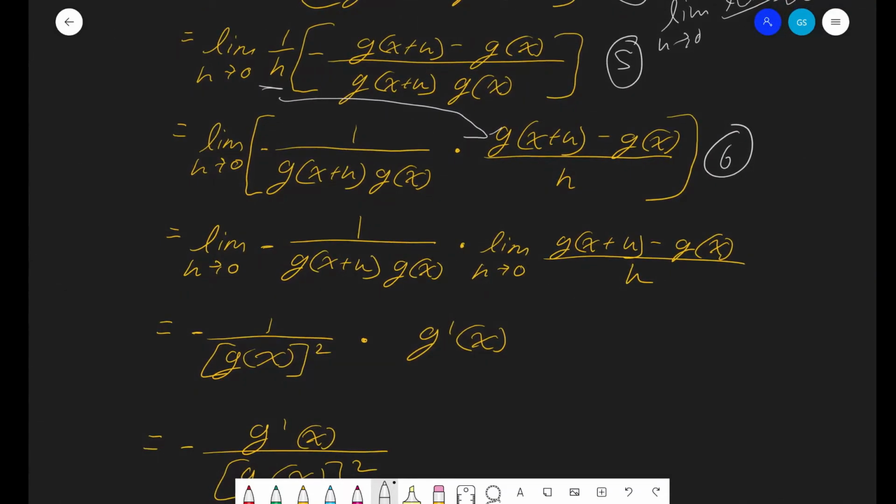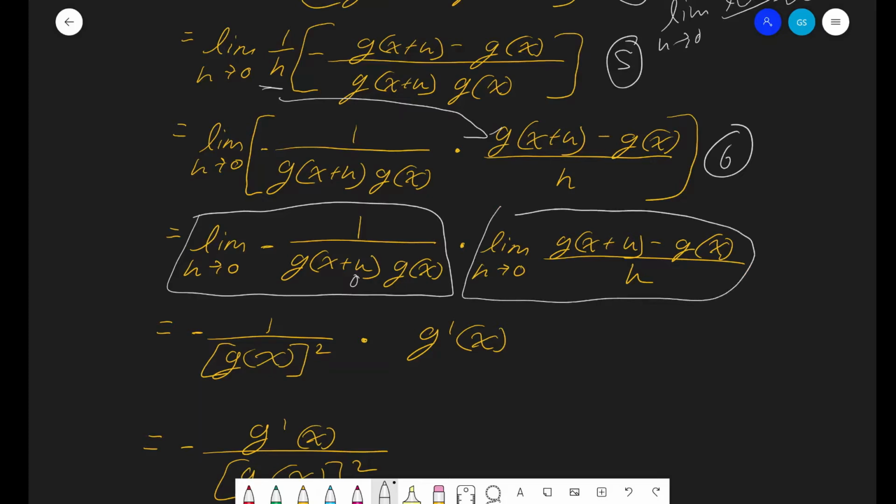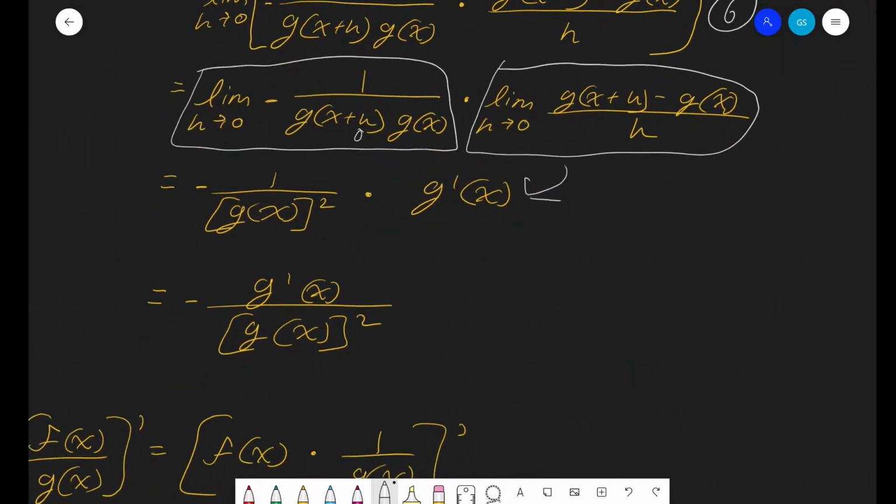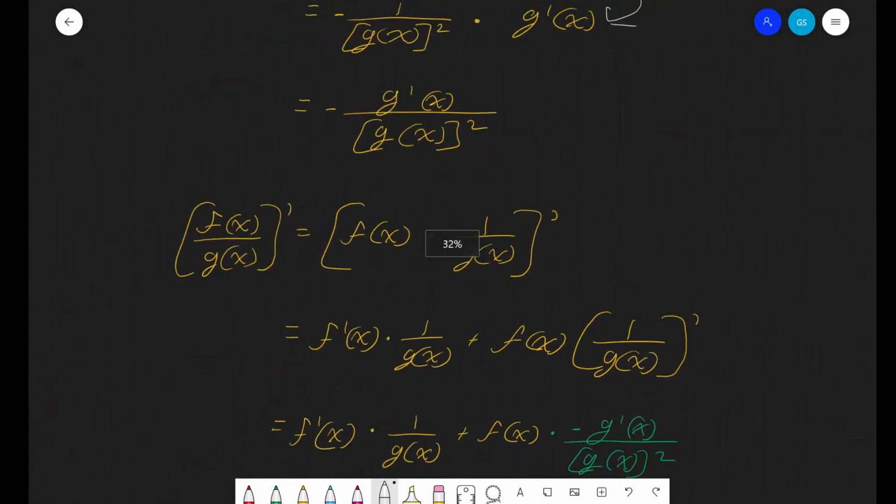And now you'll see that in this first chunk, as h approaches 0, this becomes 0. So this is just g of x times g of x, which is g of x squared, and this is negative 1. And this is what I wanted, and then I got g prime of x. So this simplifies to g prime of x over g of x squared.